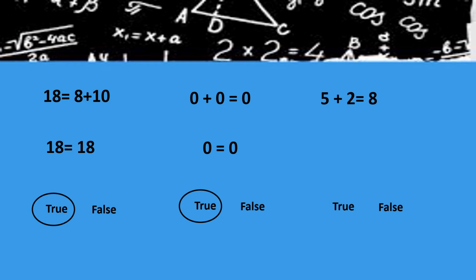Now, let's take a look at the next one. 5 plus 2 equals 8. 5 plus 2 equals what? Yes, it equals 7. So 7 equals 8. Do we have the same number on each side of the equal sign? No. We have different numbers, so it's false.